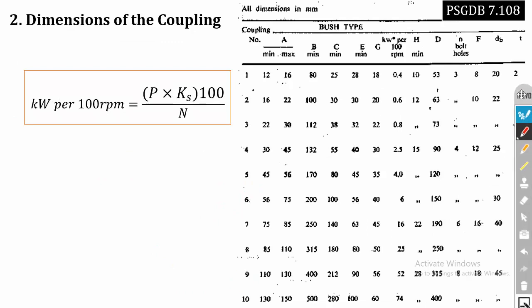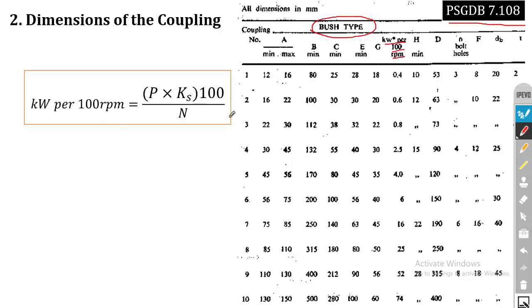The next one is selection of coupling. Previously in the rigid flange coupling, we calculated all the dimensions from the shaft diameter. But in the case of flexible flange coupling, we have to take the dimensions from the data book. The dimensions for a bushpin type flexible flange coupling are in the data book page number 7.108. In that table, we have to select the coupling based on kilowatt per 100 rpm.